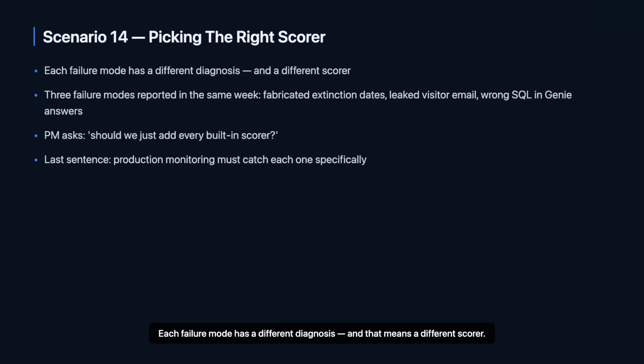Scenario 14. Each failure mode has a different diagnosis, and that means a different scorer. Three failure modes arrived in the same week. The museum chatbot fabricated a Triceratops extinction date, a hallucination. The summarizer leaked a visitor email address into an output, and the Genie tool produced an incorrect SQL query that ran successfully but returned the wrong rows.